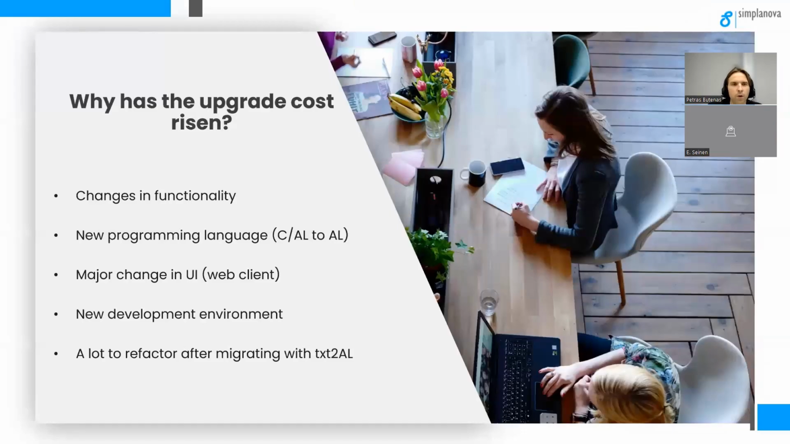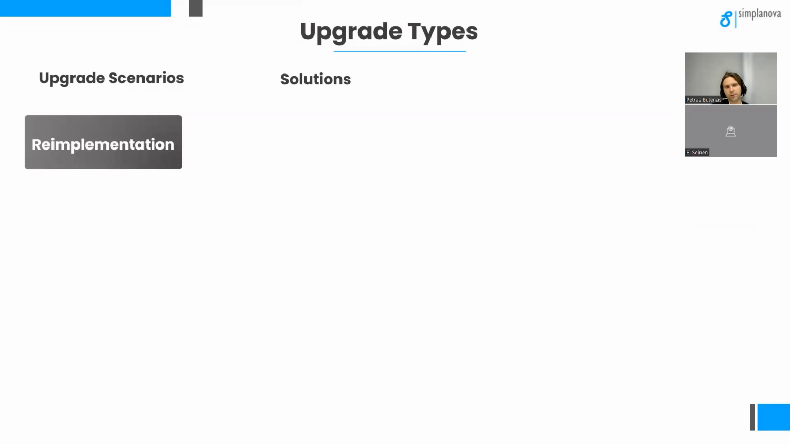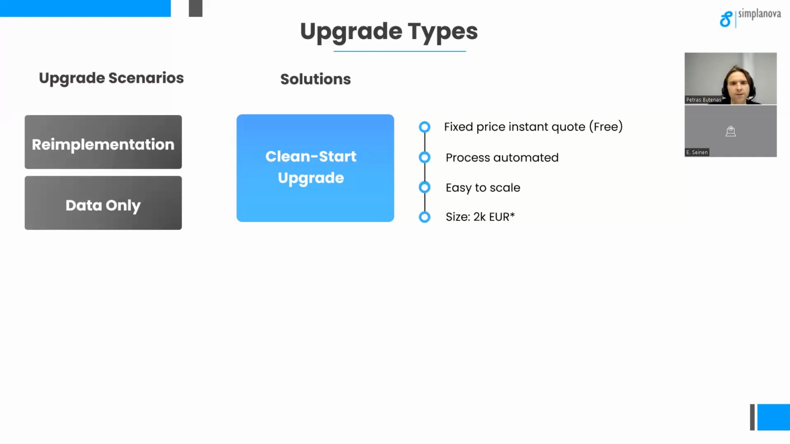Now, the reasons we all know already. Apart from the new development environment, we have changes in functionality, new UI, and lack of experience. But the question is, what can we do about it? I would say it depends on the migration path your customer has to take, or the one that you would recommend. So if we are looking at re-implementation with data migration, or if you're looking just to migrate data, then we have a highly specialized process automated service, which we call Clean Start Upgrade, which is essentially just data migration and add-on merge. And it's really easy to start.